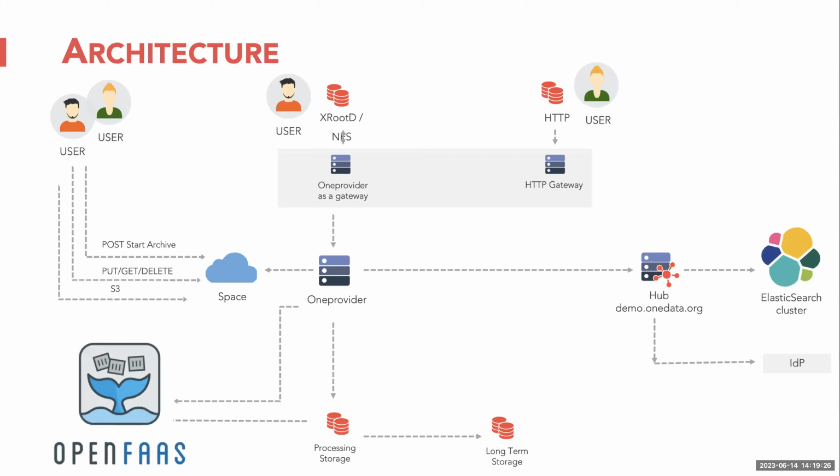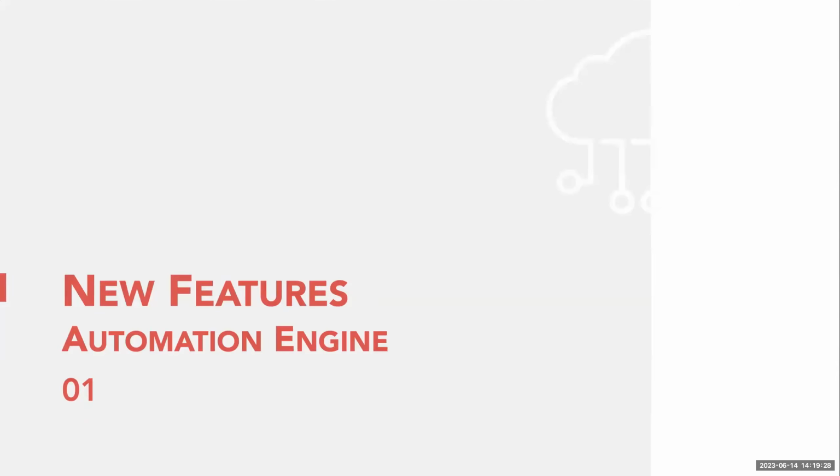Okay, so what are the new features? We have several new features to be able to deliver that vision about long-term preservation. One of the new features is the automation engine. The automation engine is probably the most complicated feature I want to introduce today, and I will give you a live demo in a matter of a few minutes, just a few concepts before we start.